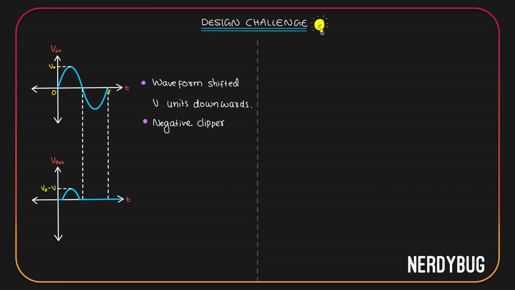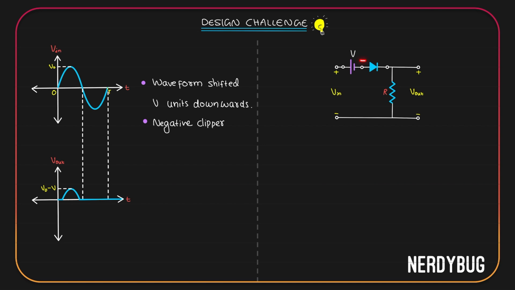To shift the waveform V units downwards, I will add a cell that is in the opposite direction of the input voltage, something like this. Input goes from negative to positive and my cell is from positive to negative, in the opposite direction. Let's also make sure the value is V so that the waveform is shifted exactly V units downwards. Let's do the analysis to see if it actually works.